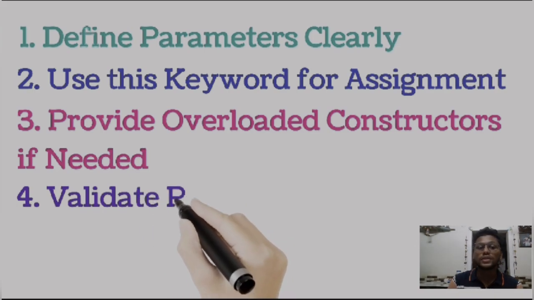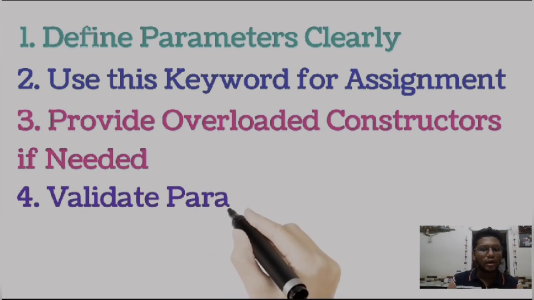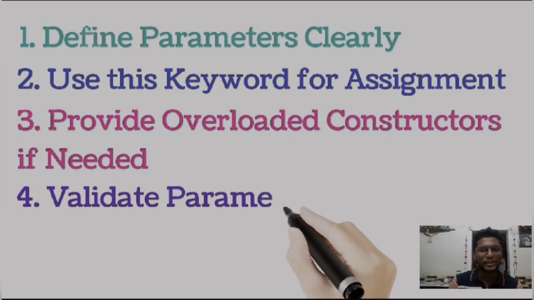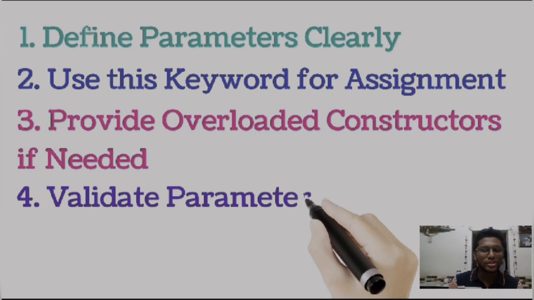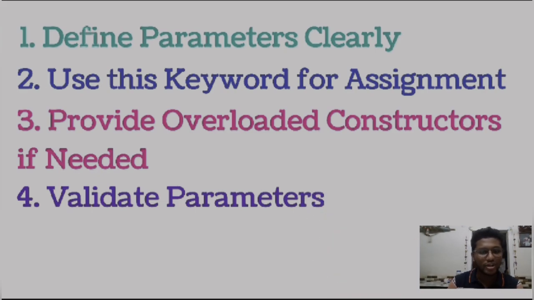The fourth one is validating parameters, including validation logic within the constructor to ensure that the provided parameters are valid. This prevents the creation of an object in an invalid state, so that the program can run smoothly.